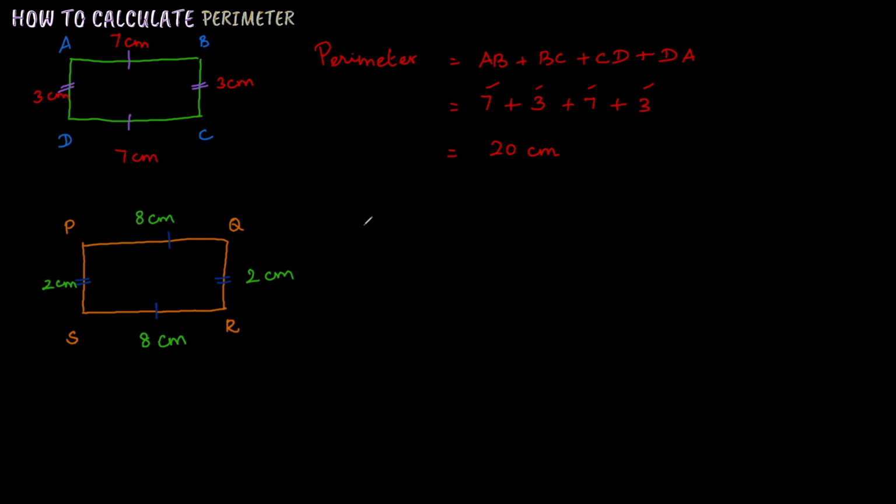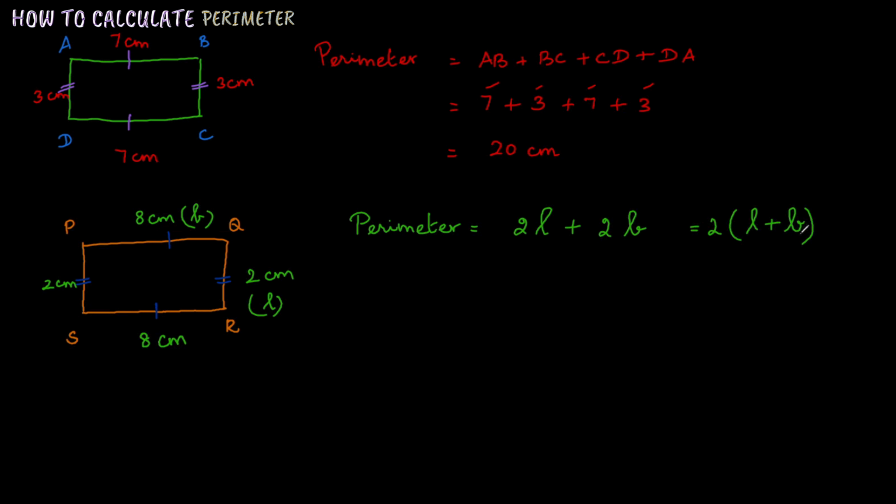So how do we calculate the perimeter of a rectangle using formula? You have the length and breadth to be added, all the lengths and breadths. So you have two lengths, 2 centimeter and 2 centimeter, and you have two breadths which is PQ and SR. So this is the length and this is the breadth. So you have two lengths plus two breadths. So I'm just going to take 2 common out. So it becomes 2 into L plus B.